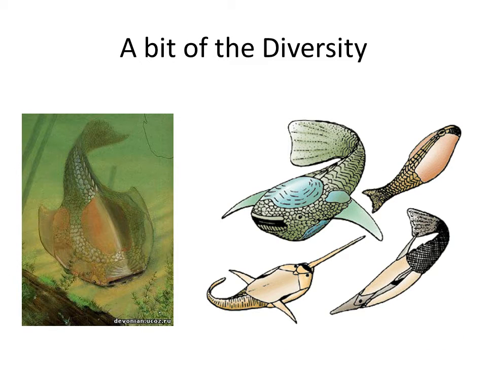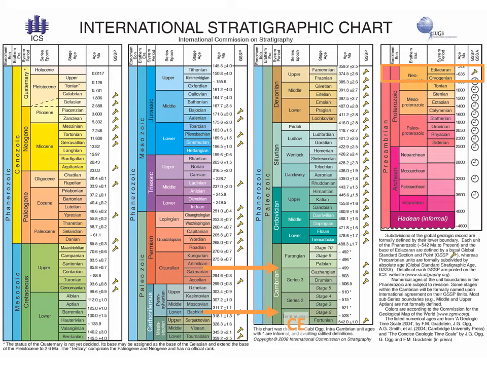Here's some of that diversity. These are all probably related to each other. Again, we have a spotty record, so it's unclear. Probably they do a lot of stuff like this. This looks like a mouth. It's just a hole. It can't close. It can't bite down. So those guys are probably appearing somewhere in here.